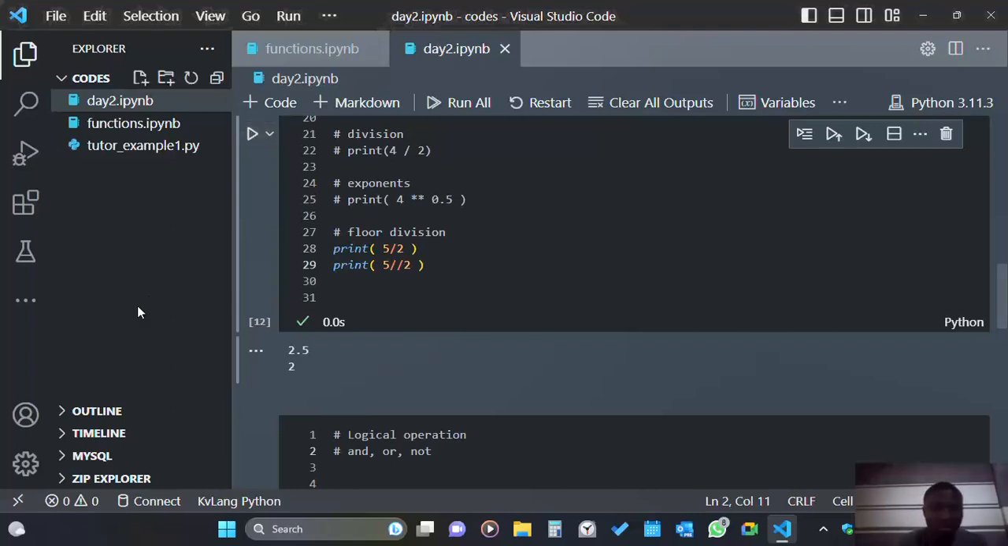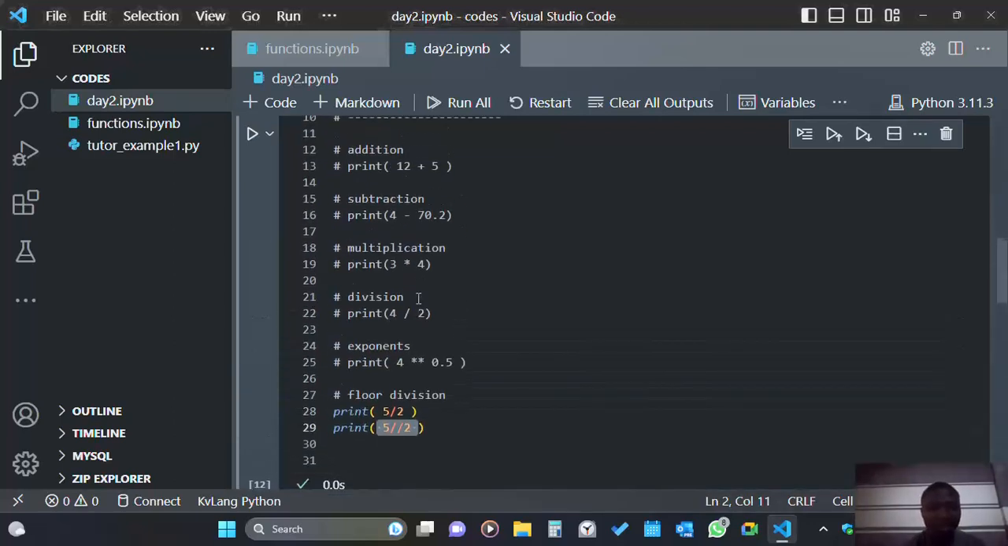Okay, so I think I've said enough on floor division. And the resulting answer is an integer. So anytime you floor something, you get what? An integer. Okay, so that's simple and straightforward.